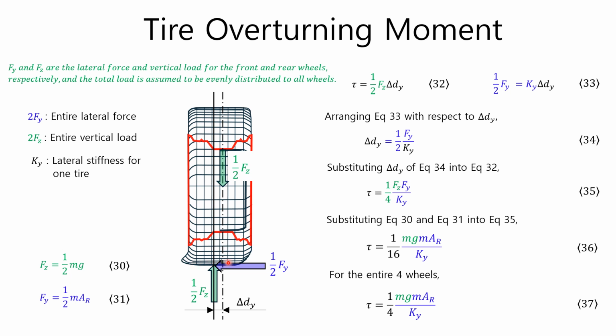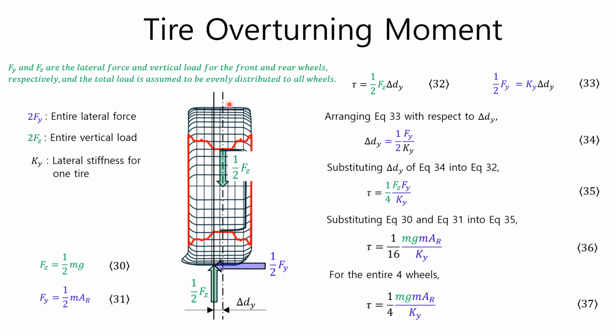When the vehicle turns, the centripetal force Fy acts on the tire. The sum of the centripetal forces of all wheels is equal to the total centripetal force, and the sum of the vertical forces of all wheels is equal to the total vertical force, and if the tire elastically deforms, the centripetal force and the vertical force can be thought of as being evenly distributed to the 4 wheels as a quarter of the load. Therefore, the vertical force acting on the 2 tires, the front and rear wheels, can be expressed by equation 30, and the lateral force can be expressed by equation 31.